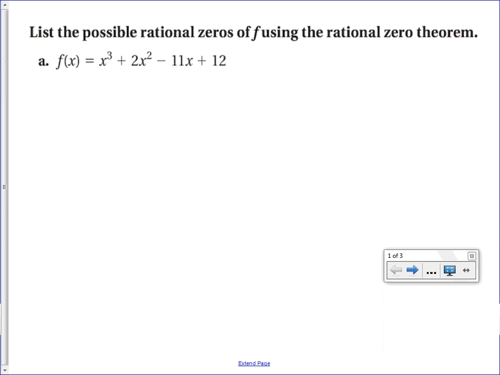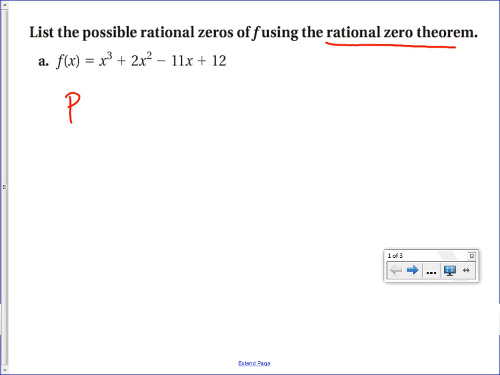What we're being asked to find here is a list of all the possible zeros for this function. And they're not giving us any zeros to start with, so we're just listing them from scratch. The way that you make a list of the possible zeros is using something called the rational zero theorem, which is a little formula that's going to help us list all of these possible zeros.